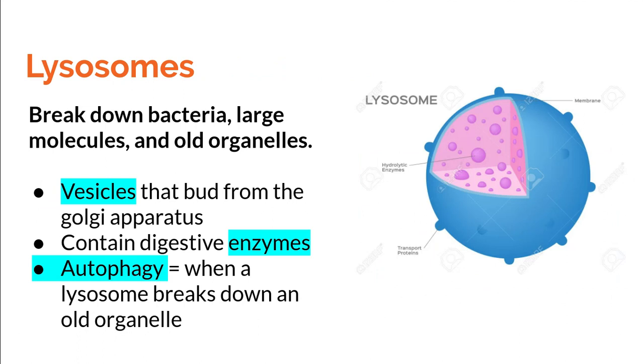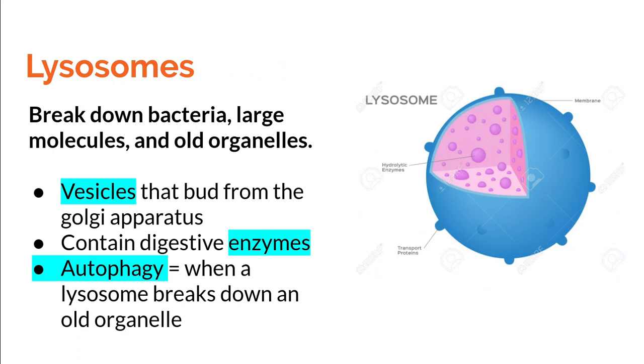Lysosomes. These are organelles that help to break down things that the cell doesn't want or no longer needs. So breaking down things like bacteria, large molecules, old organelles that aren't really working the way they should anymore, and the cell needs to get rid of them. Lysosomes are vesicles that are budding from the Golgi apparatus. And vesicles have a lot of different roles in the cell, but lysosomes are a specific type of vesicle that, again, breaks down things that the cell doesn't want or doesn't need anymore.